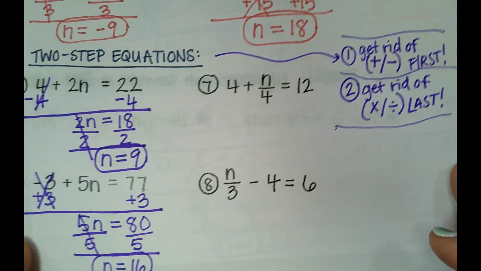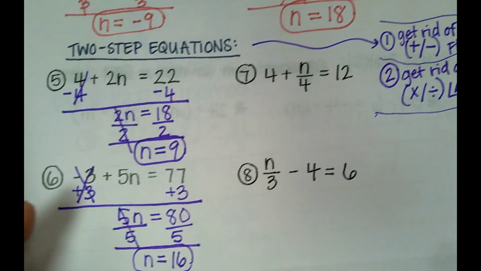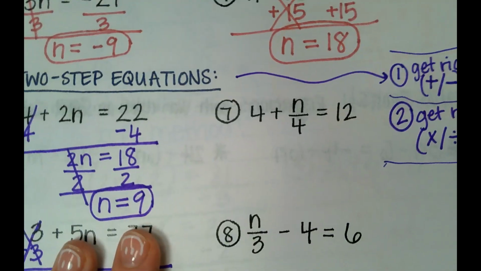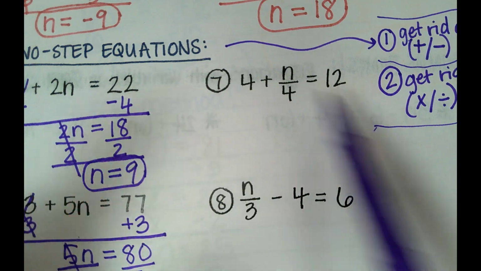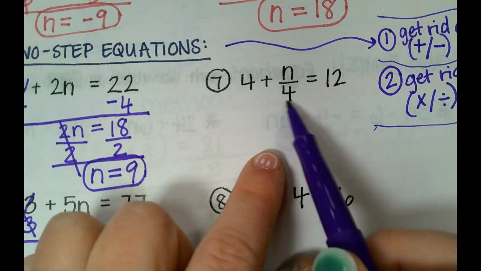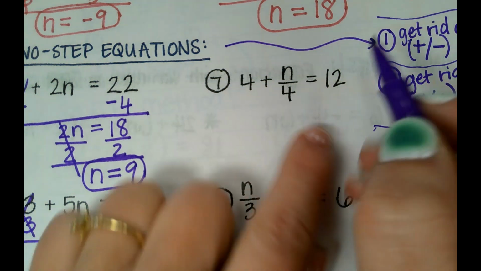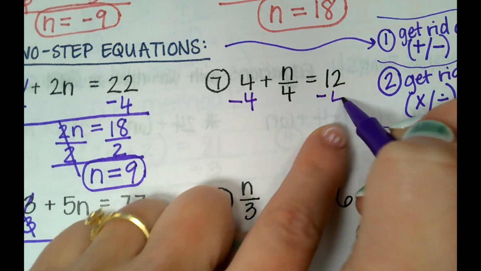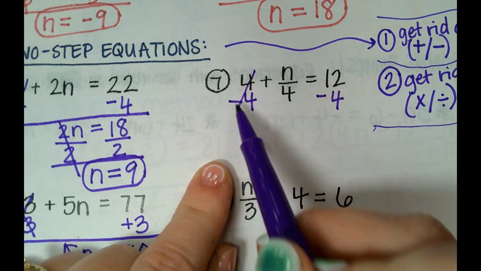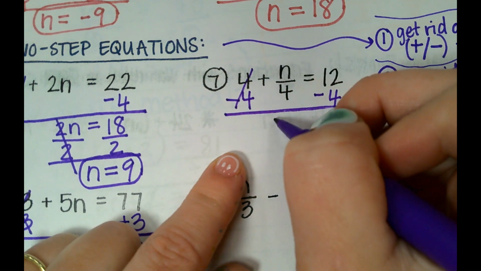It's just now, instead of dividing at the end, we're going to end up multiplying. So 4 times 4. Both of them are 4. So am I getting rid of the divided by 4 first or the plus 4 first? The plus 4. How do I get rid of that? Subtract 4, both sides. Those will cancel. Now I bring down that n.